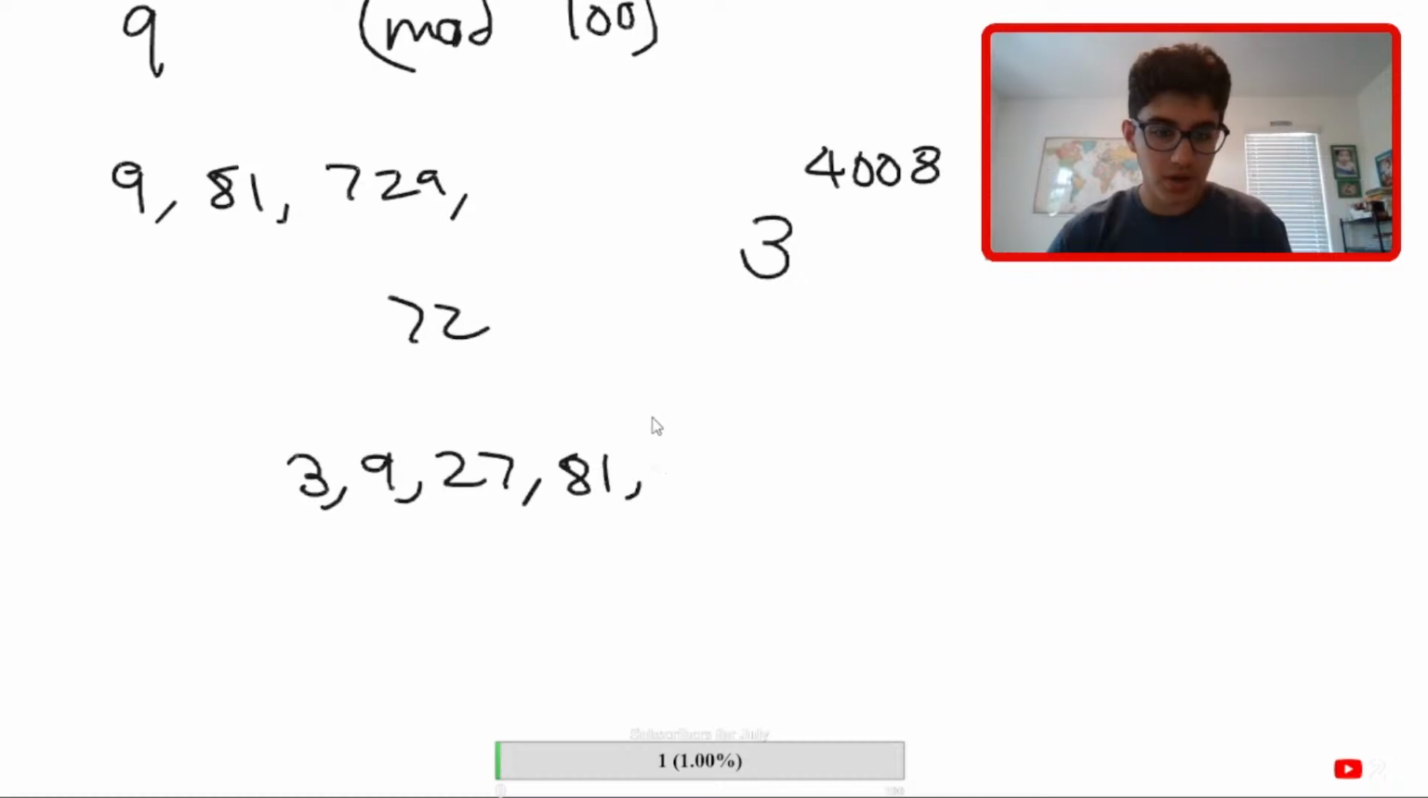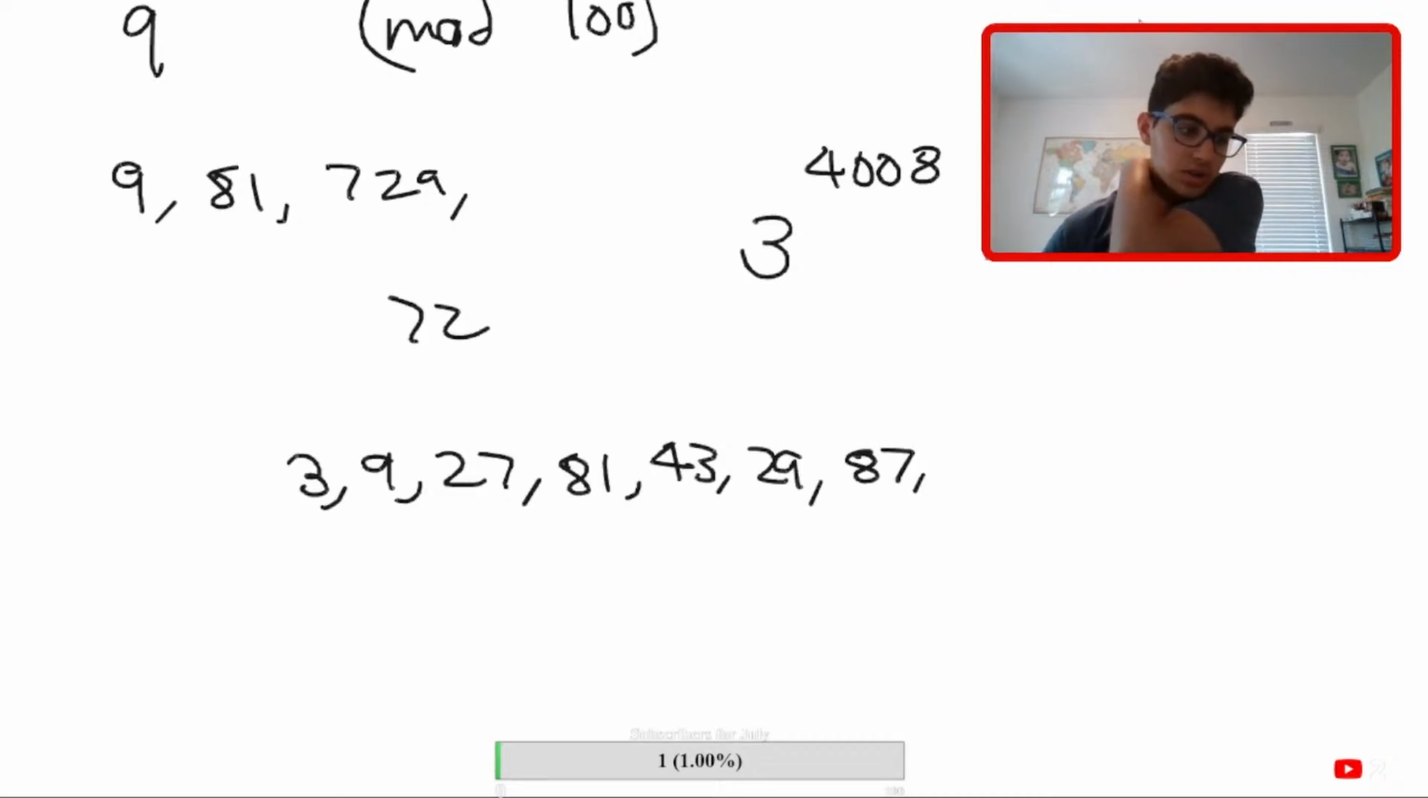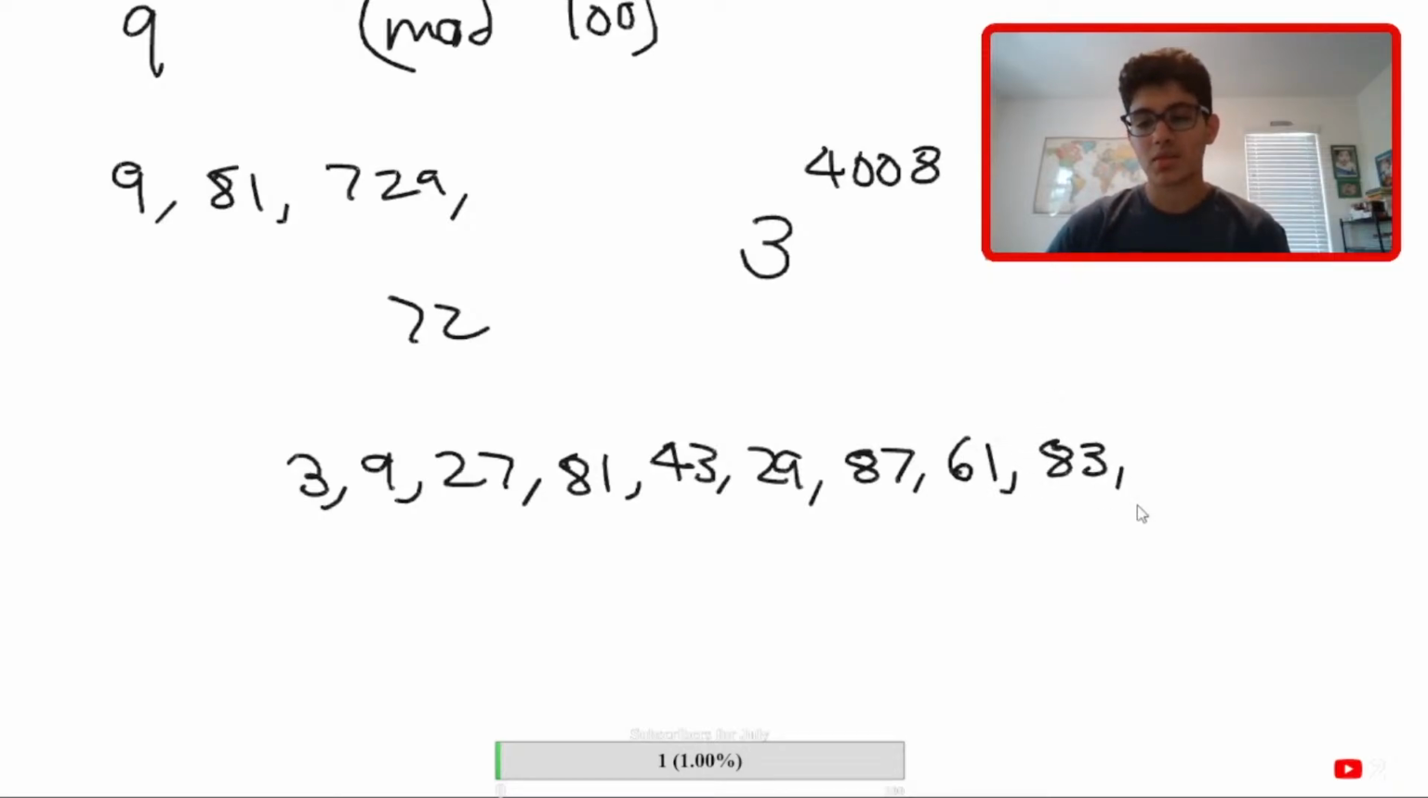Basically, 81 multiplied gives you 243. Then you get 29. Then you get 87. Then after that you get 261, so you can ignore that. That gives you 61. Then you get 183, so 83. Then 249, this is 49. Right? 49 seems very close to what we might need.